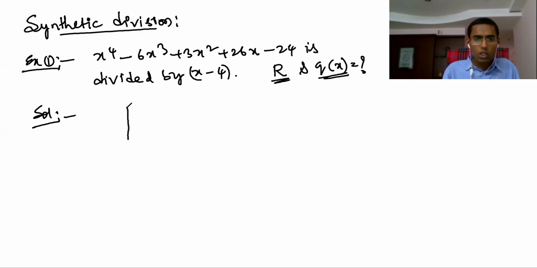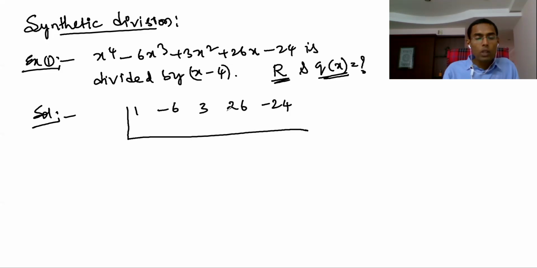Actually, if you see, we are writing the coefficients 1, minus 6, 3 and so on. We are not writing the variables, because if you write the variables, it's going to be long. So therefore we are not writing the variables. Only the coefficients actually matter, so we write the coefficients and do it by shortcut.